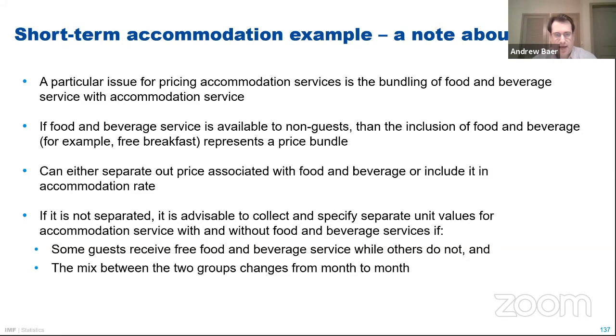So that's what we would use for a denominator for unit value for hotels. A note about bundling with hotels. Bundling a food and beverage service is often a problem with hotels. If food and beverage service is available to non-guests, then the inclusion of food represents a price bundle. You could either separate the price associated with the food and beverage, or include it together. If you include them both together, then the transaction is classified as accommodation because that's the larger part of the bundle. If it's not separated, it's advisable to collect and specify separate unit values for accommodation service with food and accommodation service without food, if you can.